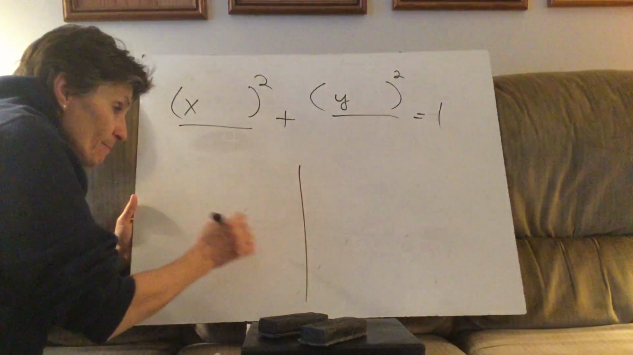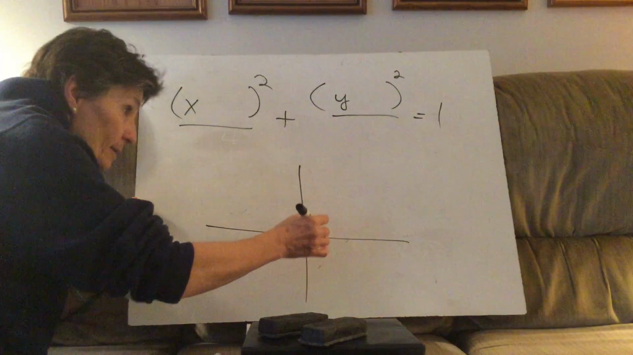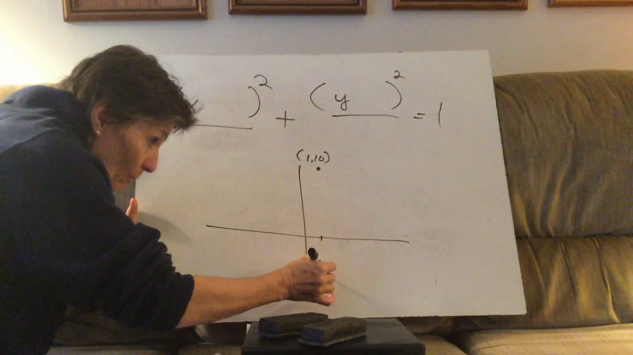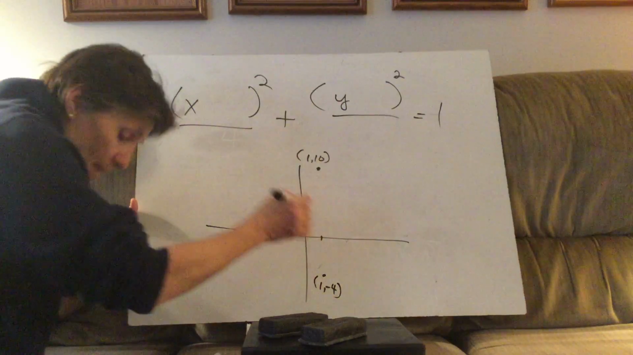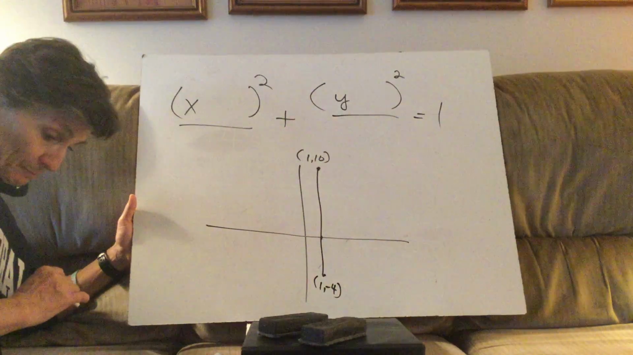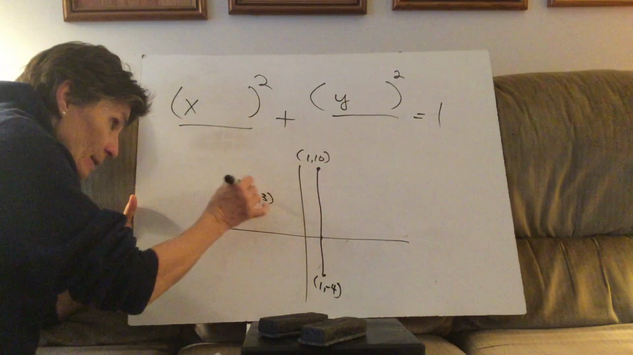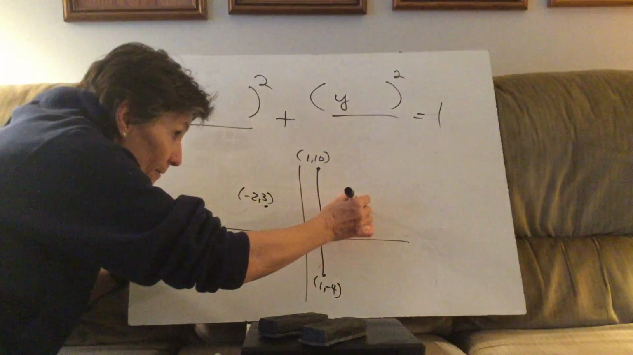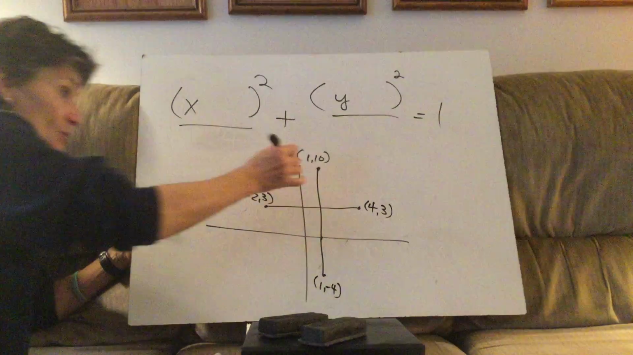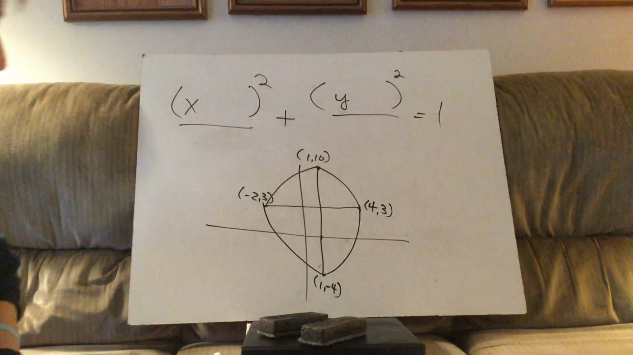And this time, I know I have an endpoint at (1, 10) and (1, -4). And that is the major axis. So right there is my major axis. That's the long one. And then I have (-2, 3) and (4, 3). And that is my minor axis. So my ellipse looks like this. Okay?